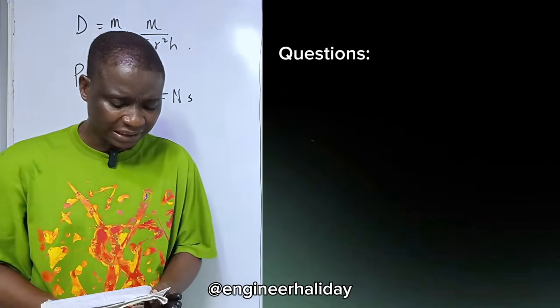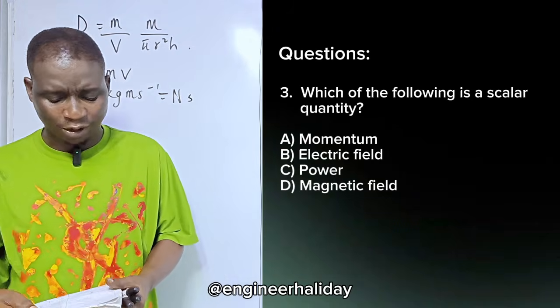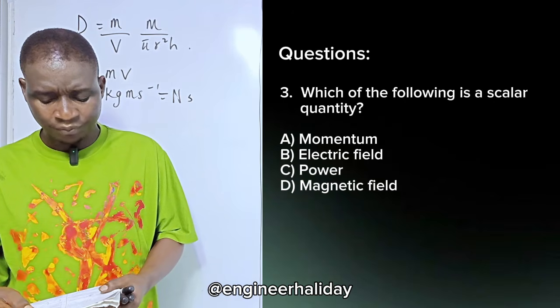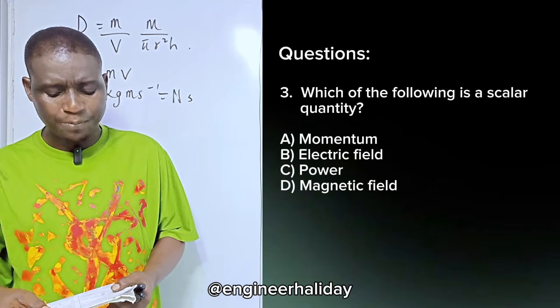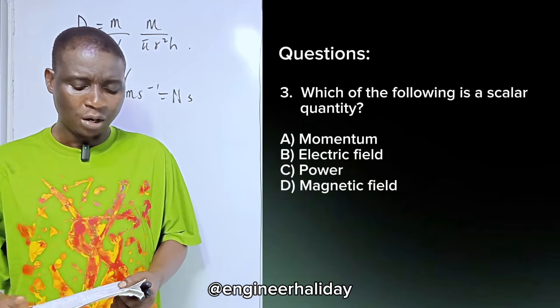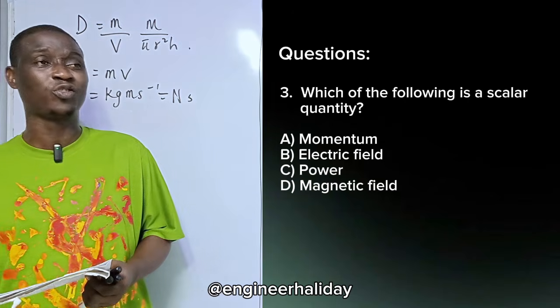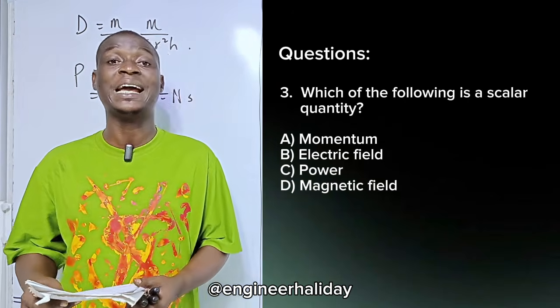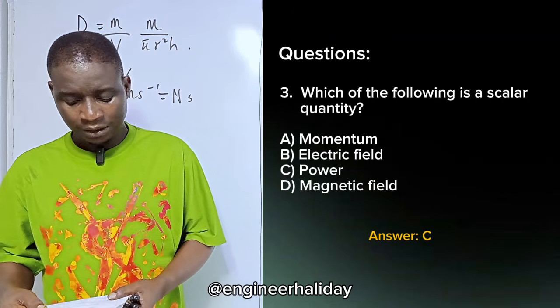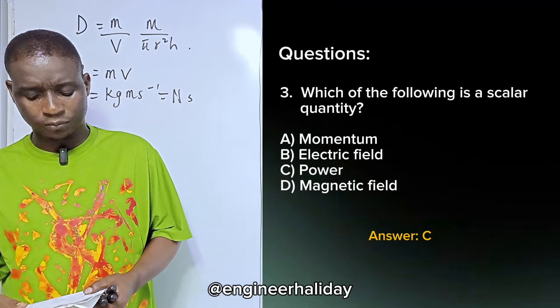Don't forget. Number 3, which of the following is a scalar quantity? A. Momentum. B. Electric field. C. Power. And D. Magnetic field. All fields are vectors. So electric field is a vector, magnetic field is a vector, momentum is also a vector. The answer to that question is power. Let's go to number 4.